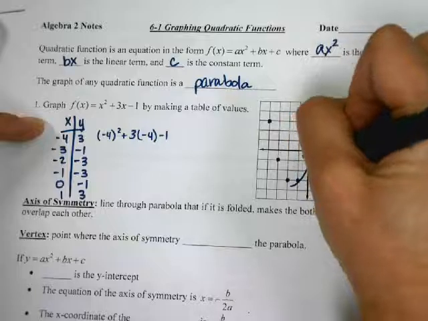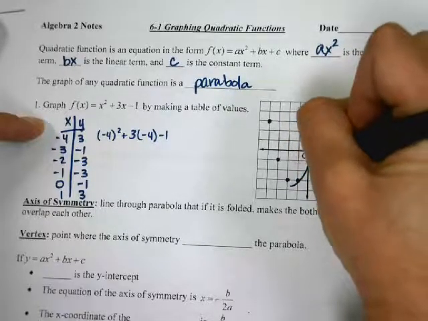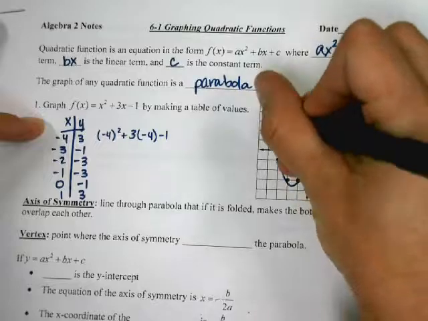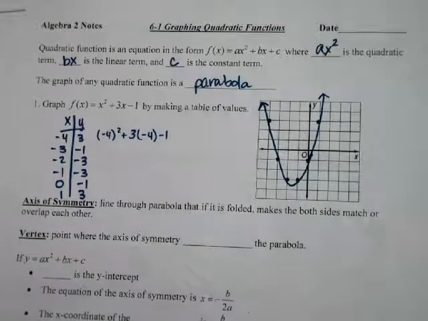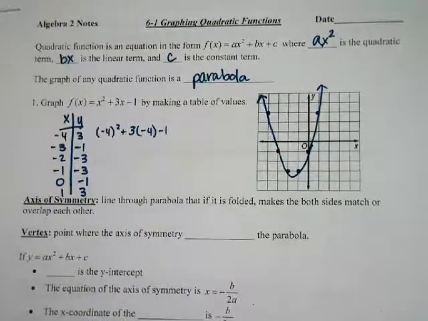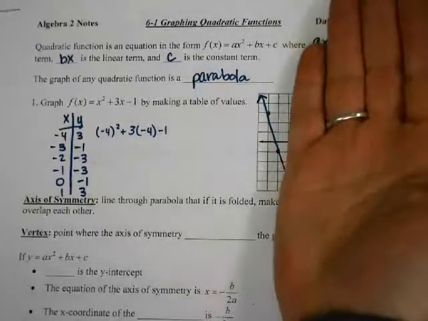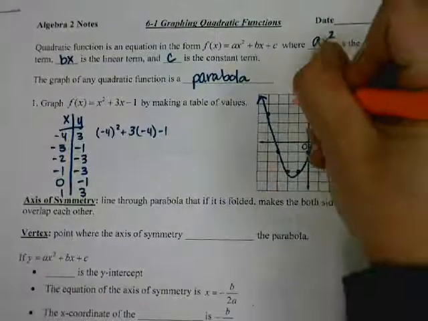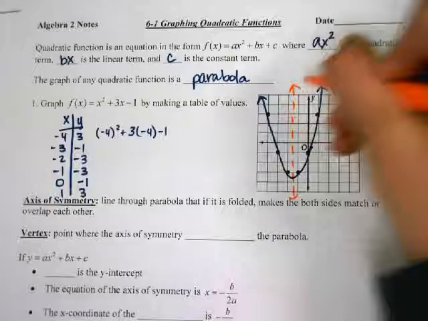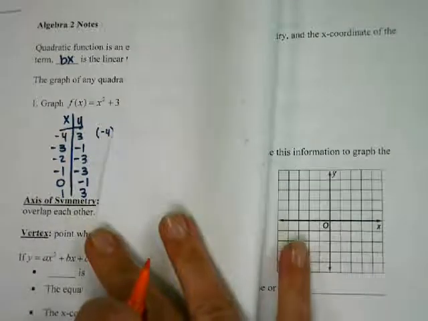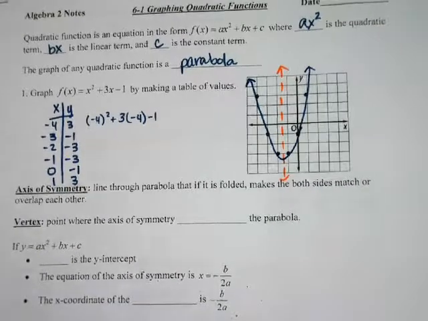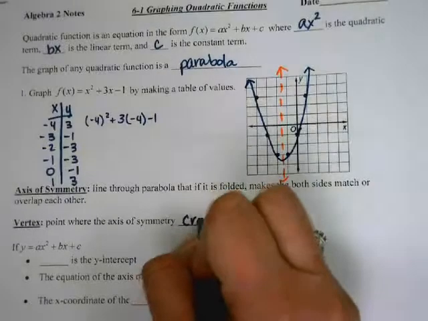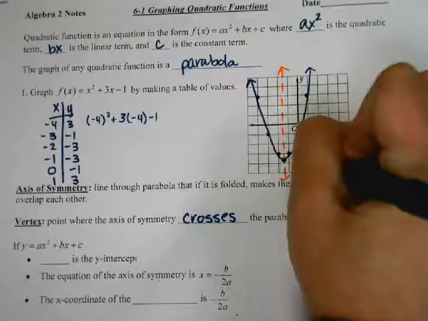Somewhere in between −1 and −2, we have a vertex. Every parabola has what's called an axis of symmetry. The axis of symmetry is the line through the parabola where, if it's folded, both sides overlap each other. Meaning, if I were going to fold this in half, the axis of symmetry would be right there. I could fold it in half, and those two halves would line up on top of each other. The vertex is the point where the axis of symmetry crosses the parabola. So this point right here is the vertex.